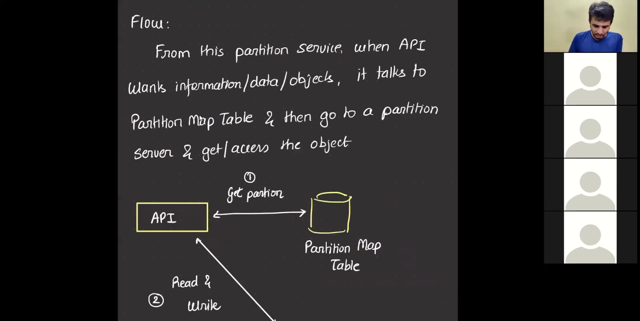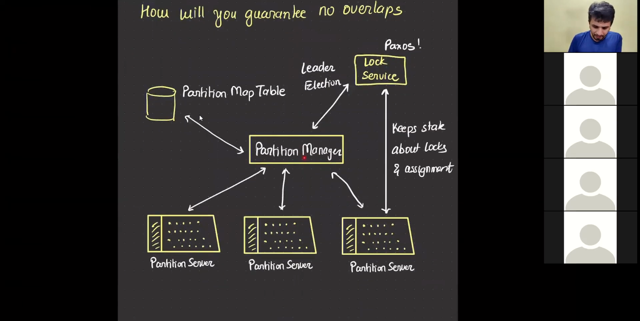So when the partition manager found that one partition server went down, it would update the partition map table. The partitions that were owned by this partition server have now to be allocated to another partition server, for example. Right. So now all the requests for that unassigned partition would come over here.